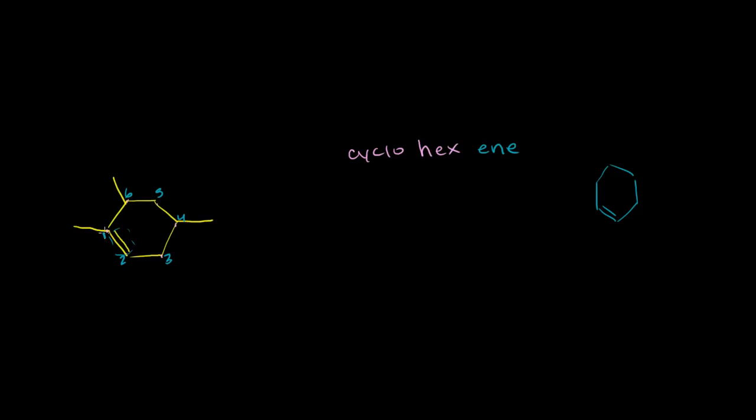So we have 3 methyl groups, 1 on 1. So let me circle the methyl group. That's a methyl group right there. That's a methyl group right there. That's just one carbon, right? So we have 3 methyl groups. So it's at the 1, the 4, and the 6. So it is 1, 4, 6. We have 3 methyl groups, so it's trimethyl cyclohexene. 1,4,6 trimethyl cyclohexene. That's what that is.